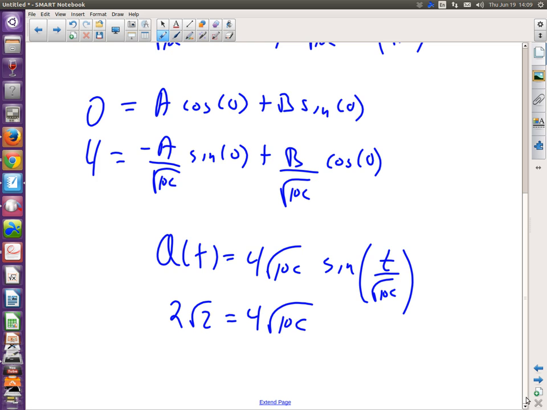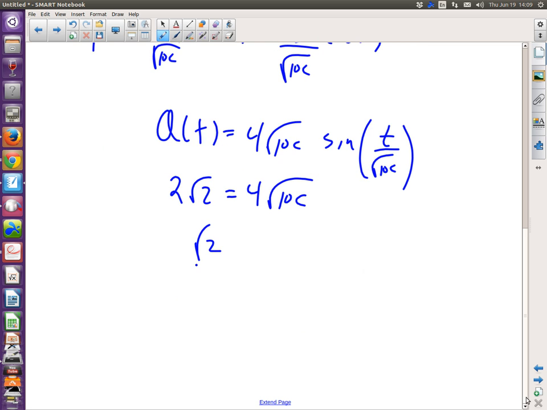All right, how about we divide by 4? We get rad 2 over 2 equals rad 10C. Let's square both sides. We get 1/2 equals 10C. So C is 1/20th. And what's that? Farads. The capacitance is 1/20th of a farad.